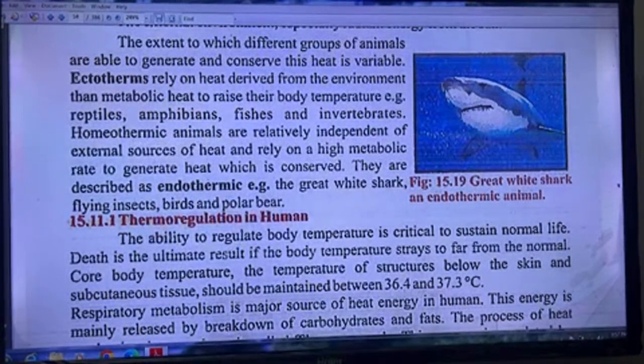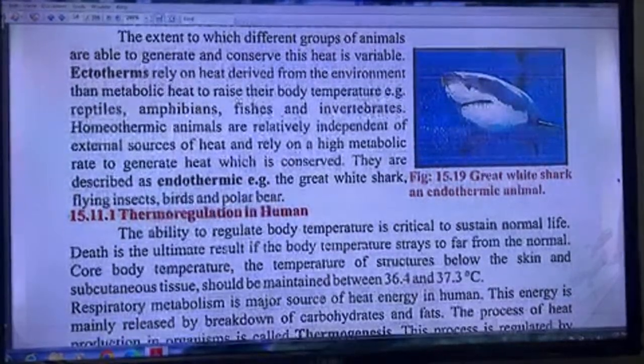Homeothermic animals are relatively independent of external sources of heat and rely on a high metabolic rate to generate heat, which is conserved. They are described as endothermic, for example, great white shark, flying insects, birds, and polar bear. Thermoregulation in humans.